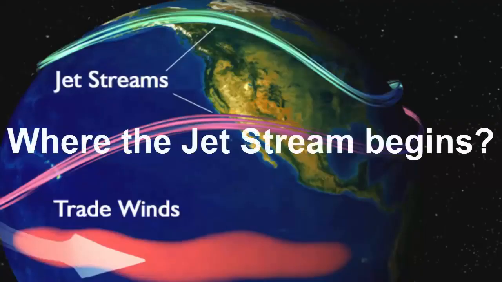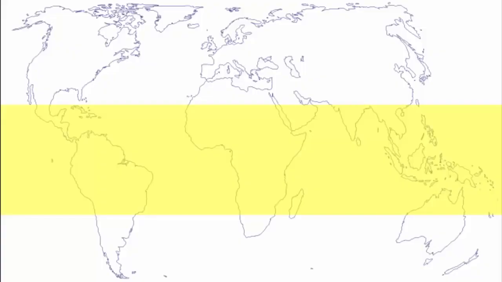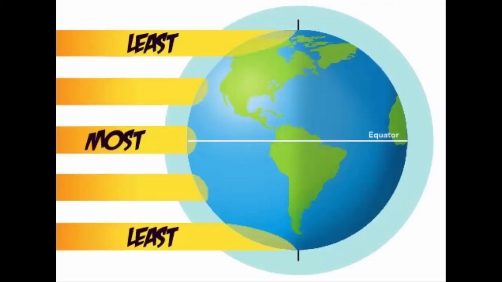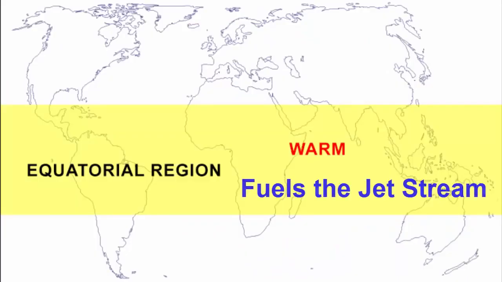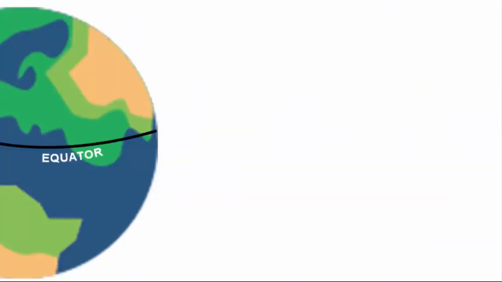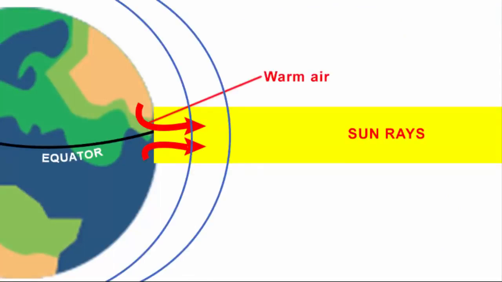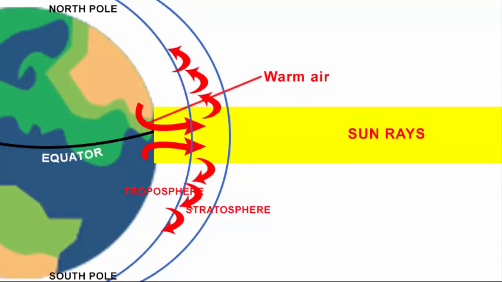Now, coming to the most intriguing question, where does the jet stream begin? It all starts in the tropics, that is around the equator. As we know, this region is warm because the sun's rays hit the Earth's surface at a higher angle at the equator. Hence, we can also call this place the place that fuels the jet stream. Now, what happens is, at the equator, the warm air rises up in the atmosphere and goes to this region between troposphere and stratosphere.